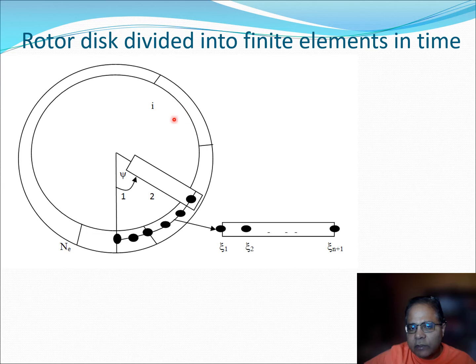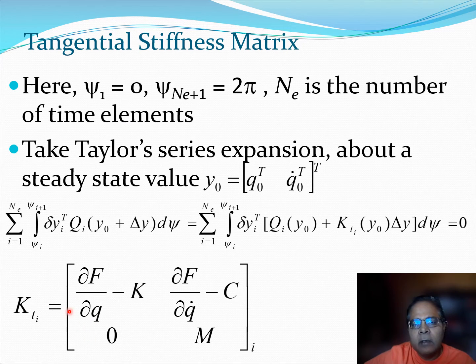Essentially, each of these is the segment number I, and each of these is then partitioned into psi 1, psi 2, all the way to psi ne plus 1, and psi is going like this here. So the rotor disk is partitioned into a number of FEs in time. Now psi 1 is 0, and at the end of the disk psi ne plus 1 is 2 pi. That's where the rotor disk ends, and there are ne number of time FEs.